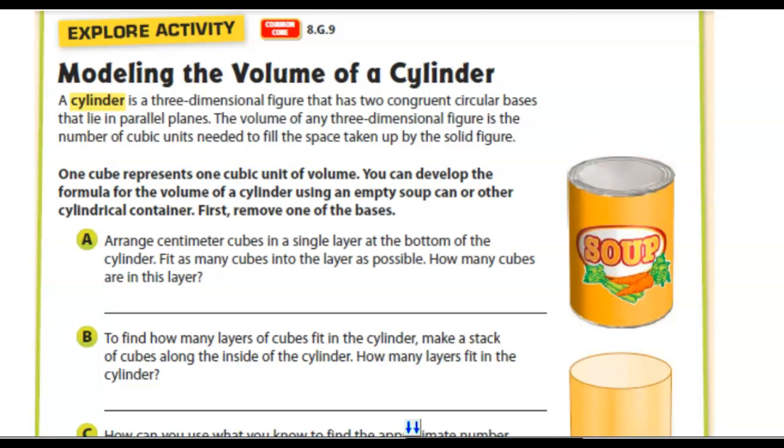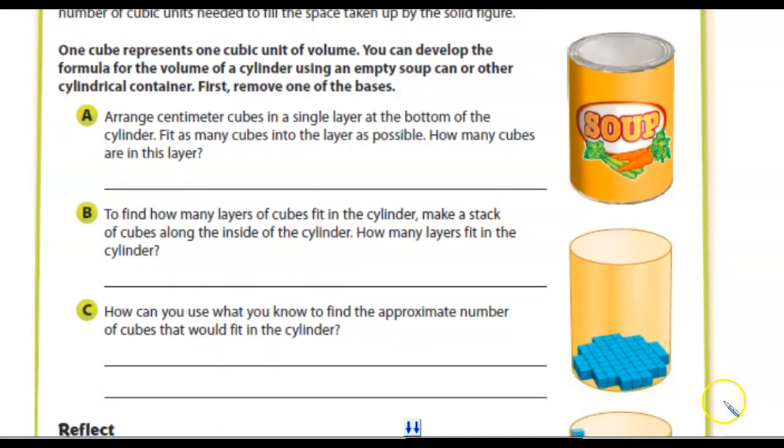Now, if we take one of the tops off this soup can, and we have a bunch of these little centimeter cubes, and we put them in a single layer at the bottom, fitting as many as we can, how many cubes are in this layer? Adding them all up, we get 61.